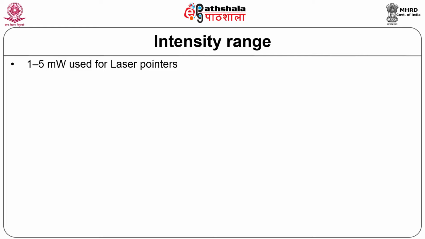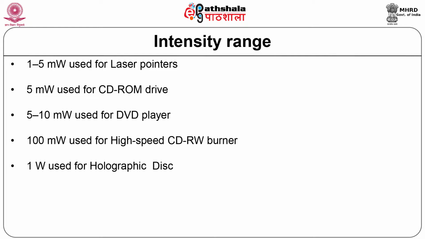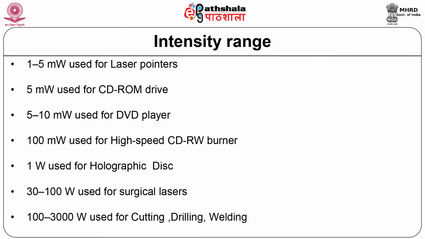A laser having a power of 1 to 5 milliwatt is used for laser pointers. If the power is 5 milliwatt, it is used in CD-ROM drives. 5 to 10 milliwatt is used for DVD players. 100 milliwatt is used for high speed CD read and write burners. 1 watt is used for holographic discs. 30 to 100 watt is used for surgical lasers. 100 to 3000 watt is used for cutting, drilling and welding.